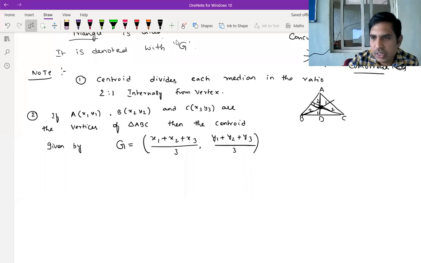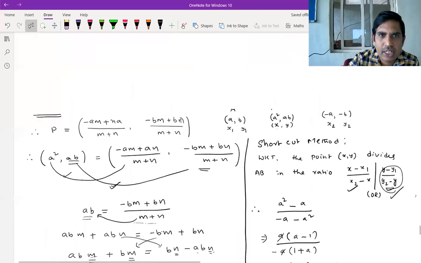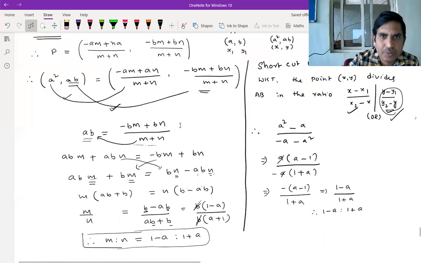Understood? Right. So today I will end the session. So tomorrow we'll discuss based on this centroid. Some more note points I will give, and even problems also we will discuss. So you can take screenshot of today class.